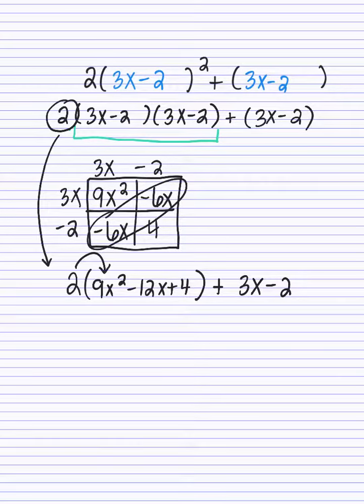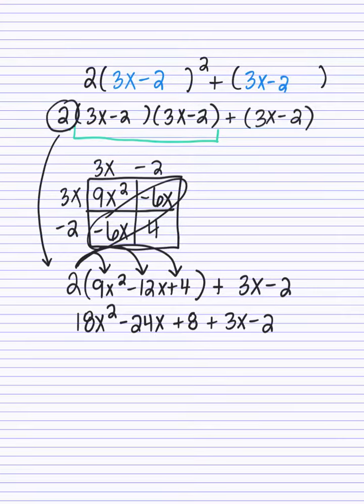So now we're going to distribute, and we're going to distribute to all 3 pieces. So we have 18x squared minus 24x plus 8 plus 3x minus 2.